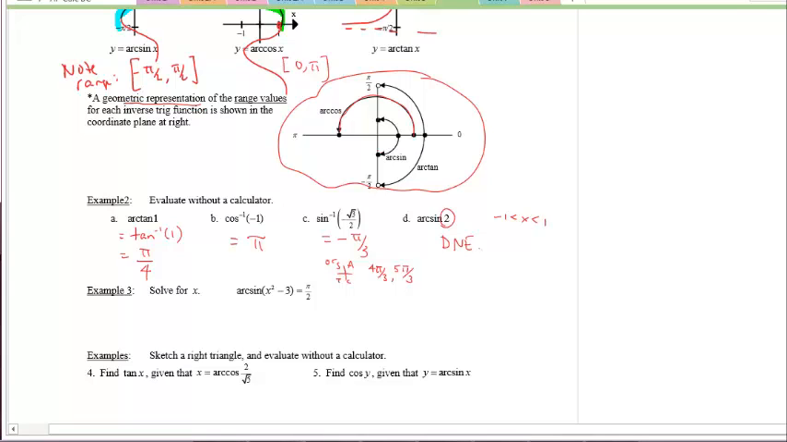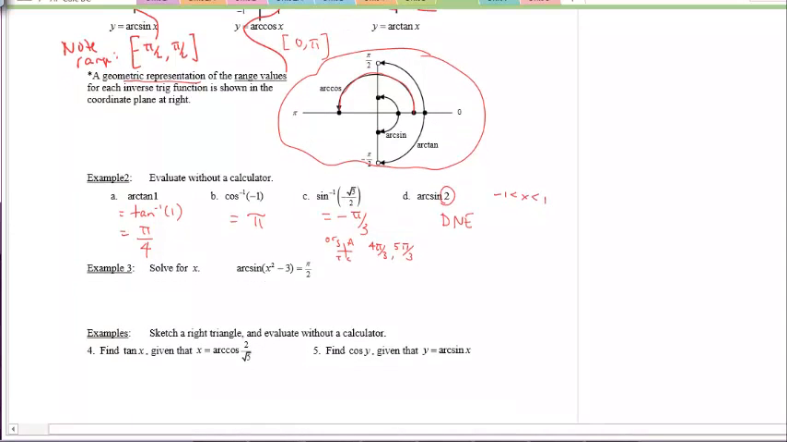Example 3 says, hey, can you actually solve for x? Can you actually solve arc sine equations? Remember, the idea is arc sine is the inverse. So to get rid of the inverse, you do the inverse of the inverse. Doing the inverse of the inverse just means I should take the sine of arc sine of x squared minus 3, which means I take the sine of pi over 2 on the right-hand side. Gotta do it to both the left and right.